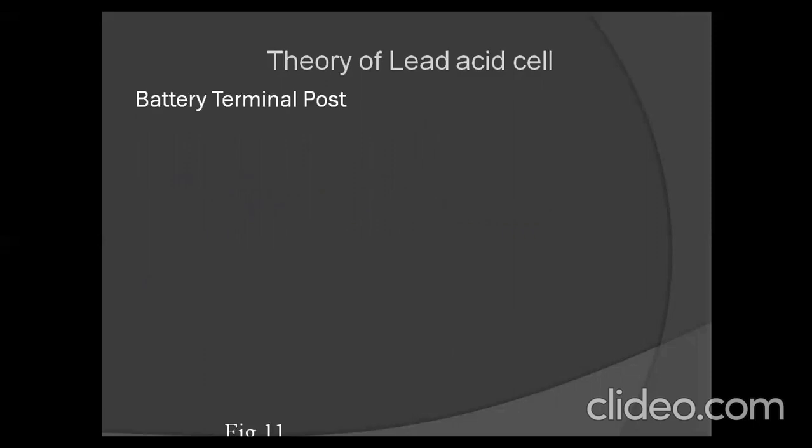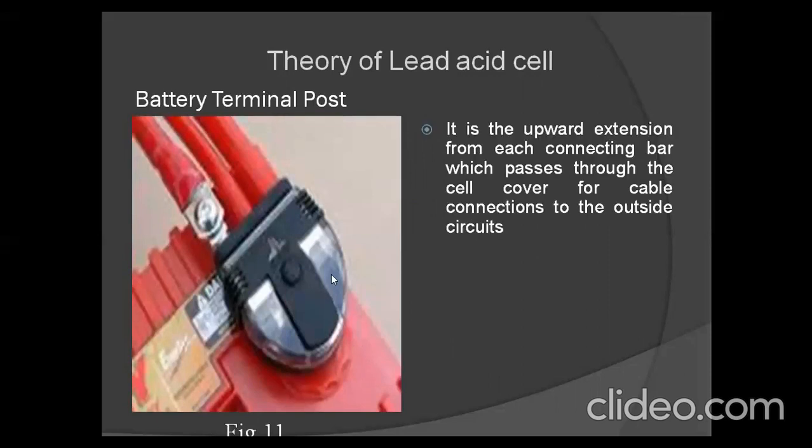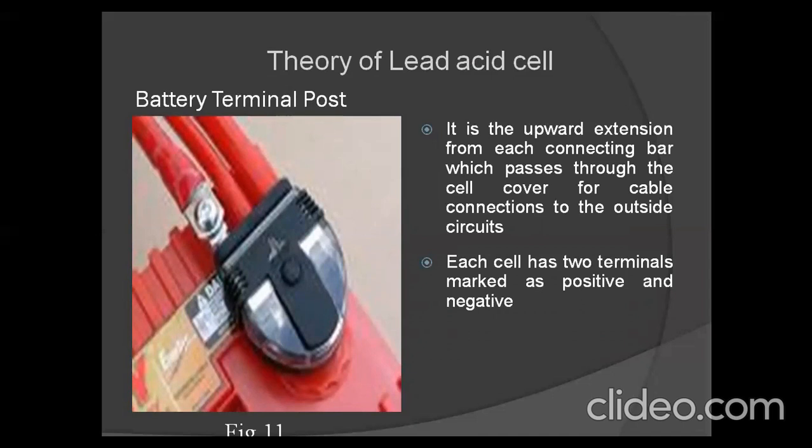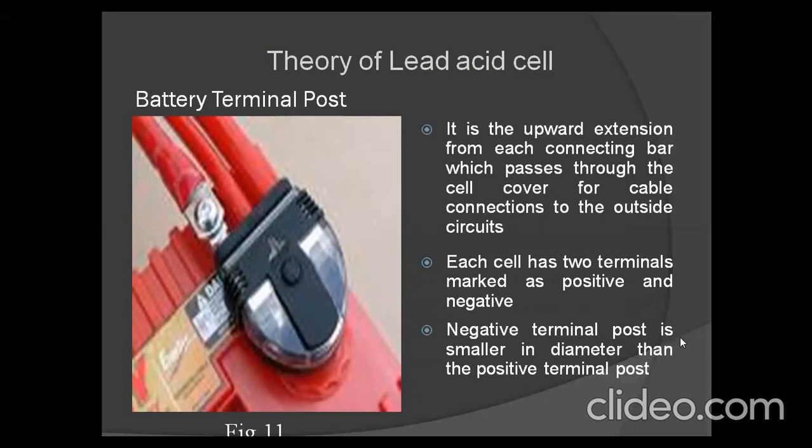Battery terminal post. You can see the figure for the battery terminal post. It is upward extension from each connecting bar which passes through the cell cover for the cable connection to the outside circuits. Each cell has two terminals marked as positive and negative. Negative terminal post is smaller in diameter than the positive terminal post. This is to identify which one is negative terminal post and which one is positive terminal post.